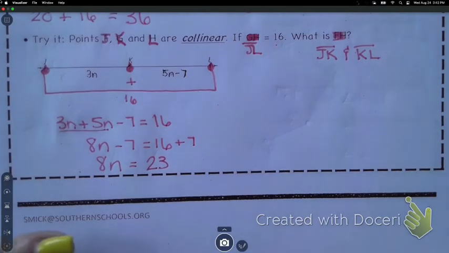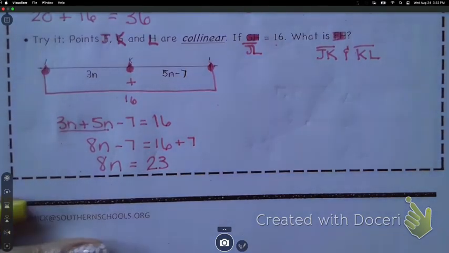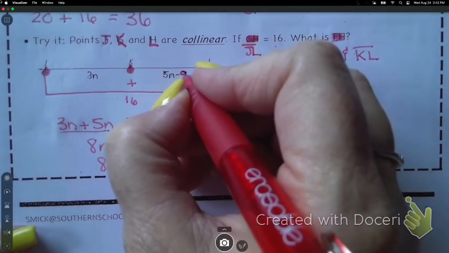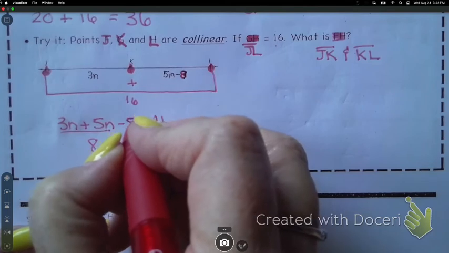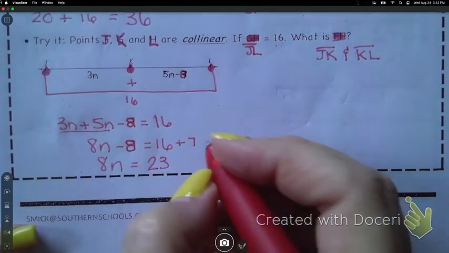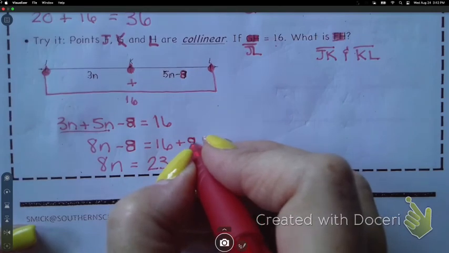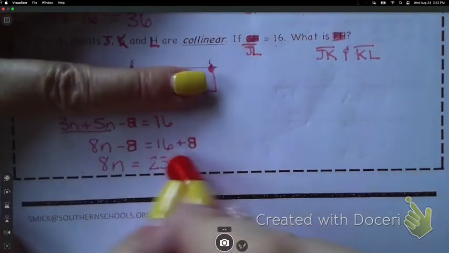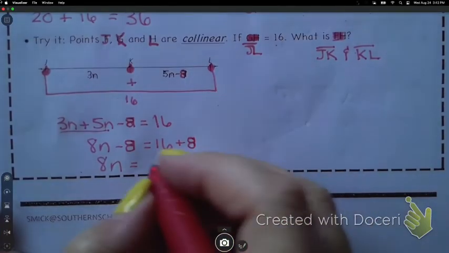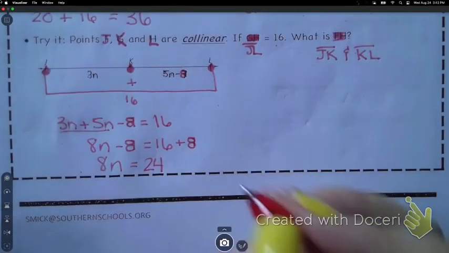Oh, that's gross. Yeah. Too bad it wasn't 24, huh? Can I change this 7 to an 8? Look at that. Now what do I have? Okay, now you have 24. Okay, can you do that with your homework? No.